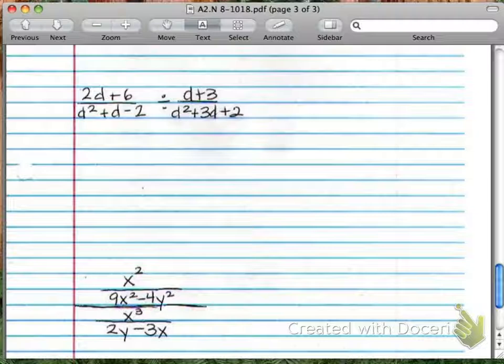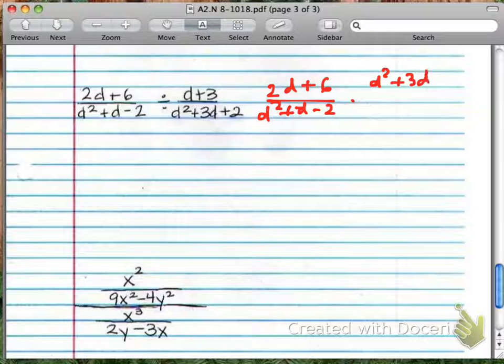All right, here we go. Again, let's go ahead and get started. What's the first thing you want to do here? Yeah, let's go ahead and flip it. You could go ahead and start factoring if you wanted to, but you know you're going to have to flip that second side. So my new problem is going to be 2d plus 6. That didn't change, right? D squared plus d minus 2 times, now instead of division, it's times d squared plus 3d plus 2 over d plus 3. Now we're going to go into what?